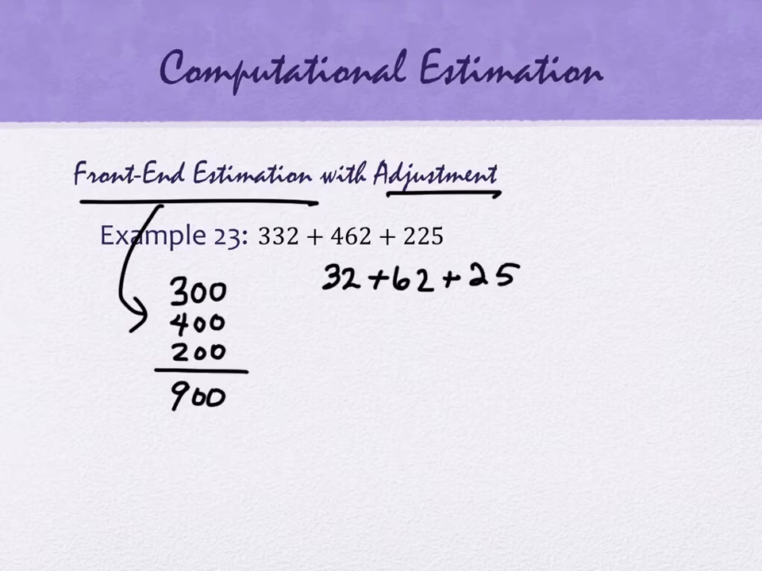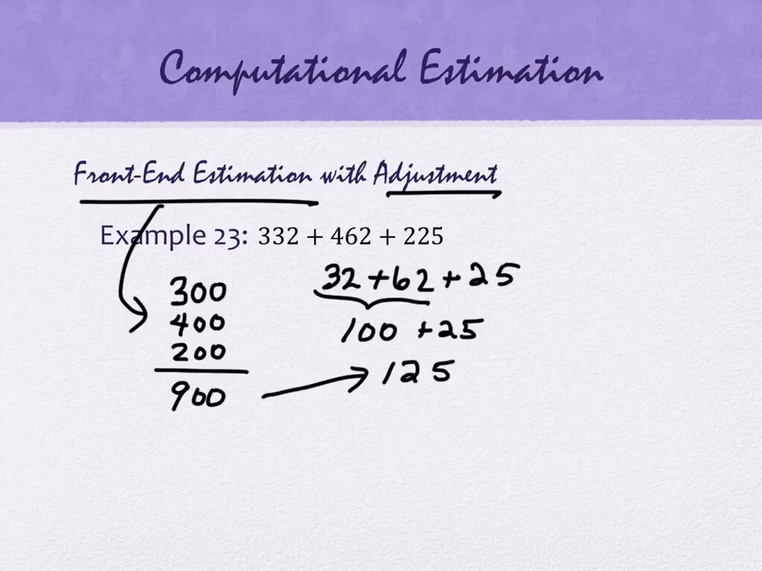The 32 and the 62, right? It's not perfectly 100, but it's awfully close. Agreed? So these two right here, we're going to replace with 100. This is the adjustment part. And then the 25 can stay 25, so I have 125. That's the adjustment. And if I take these two and I add them together, that will be front-end estimation with adjustment for a total of what? Yeah, 1,025.